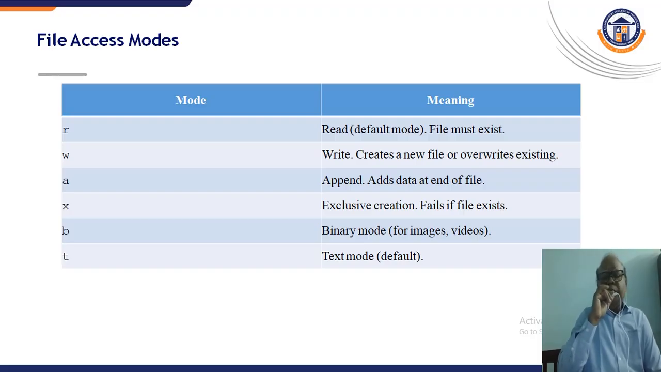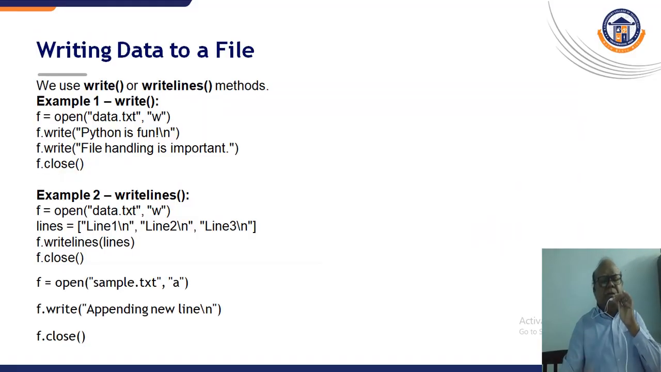So some of the common modes. Read mode: you can read the content, the file must already exist. Write creates a new file or overwrites the existing file. Append mode adds the data at the end of the file. Exclusive creation fails if the file exists. Binary mode for images and videos. Text mode, t is the text mode, default.